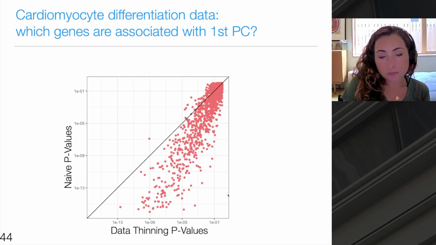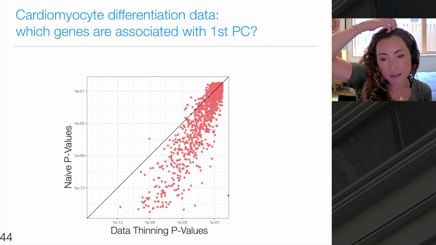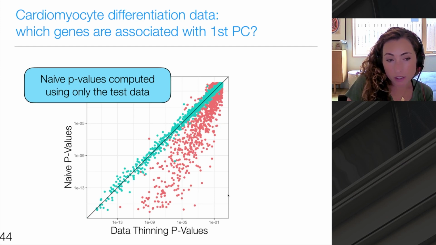But we might wonder, how can we explain the amount by which data thinning is getting p-values that aren't as small? And to answer this, we can compute naive p-values using only the test data. So instead of computing the naive p-values on all the data, we can compute the naive p-values using only the test data. And in this case, the data thinning and naive p-values really fall on the 45-degree line.